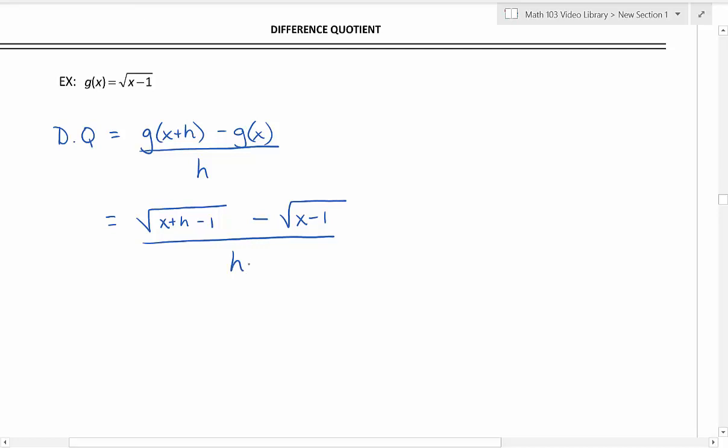The reason that it's not necessary to do the g of x plus h separately when your function's not a polynomial is because there's little to no simplifying to do. In the previous example, we saw there was a lot of simplifying to do for f of x plus h. Here, there's none.